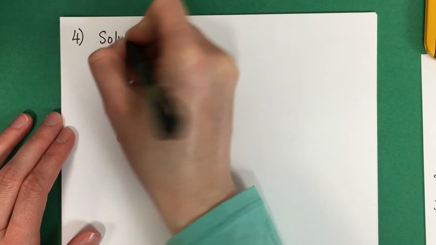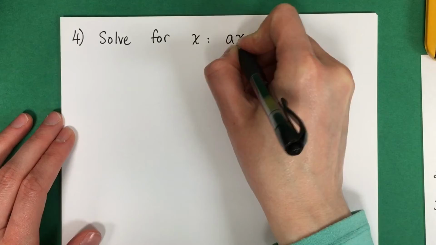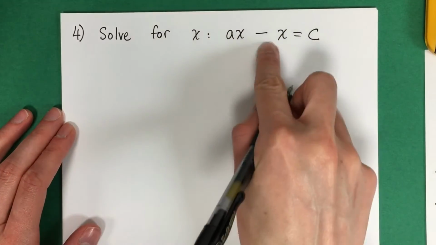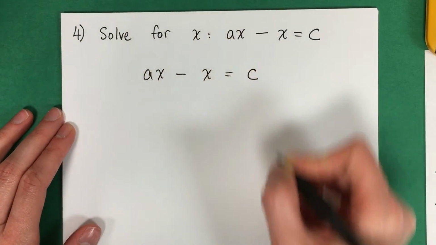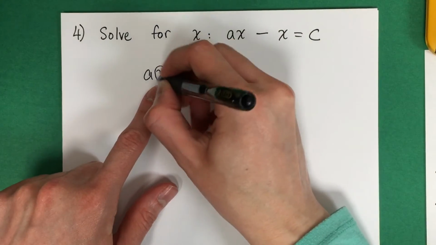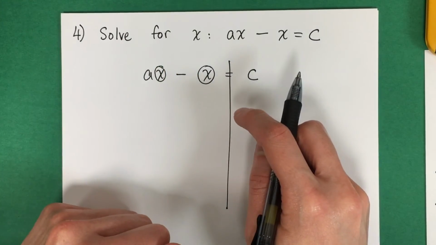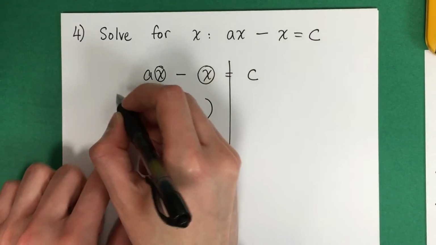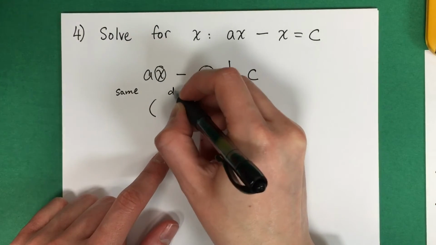Again, solve for x, and I have ax minus x equals c. Let's go ahead and copy our equation. Ax minus x equals c. I'm going to put my line. I want the x alone. Let's circle our x's. Uh-oh, again, I have 2 x's. So I'm going to do my parentheses again. Outside is same. Inside is different.